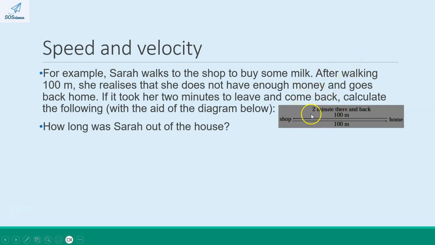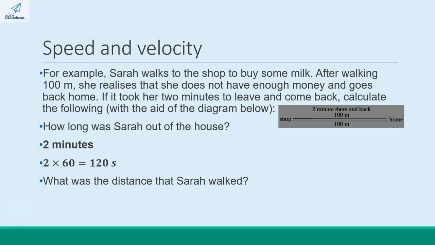Now here we can see that she was out of the house for 2 minutes, but we need to work in SI units. So we need to convert that 2 minutes into seconds. So 2 times 60 is 120 seconds. Remember that when we work out our speed or our velocity, we want our final answer to be in the SI unit of meters per second. So we must make sure that we deal with meters for distance or for displacement and with seconds for time.